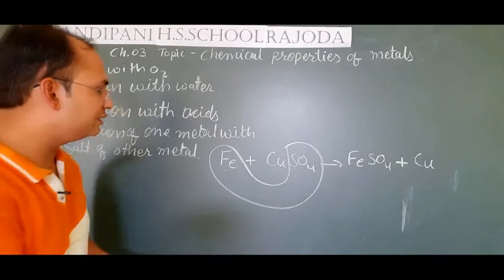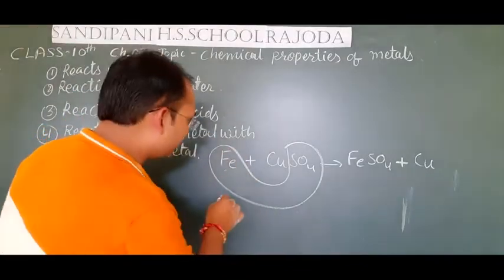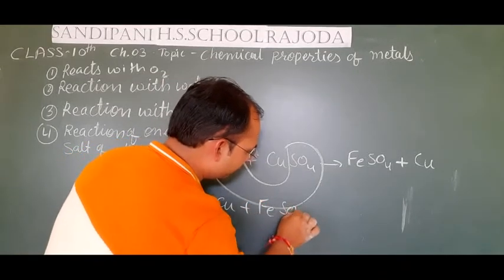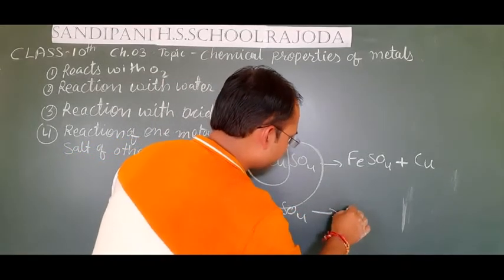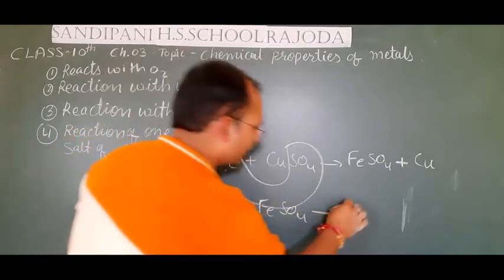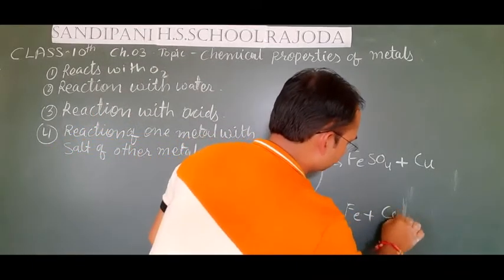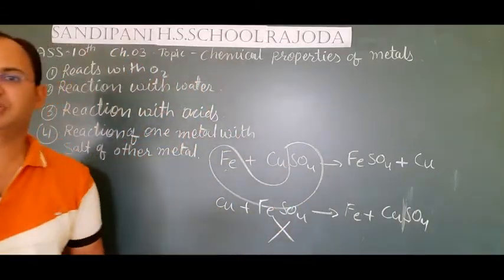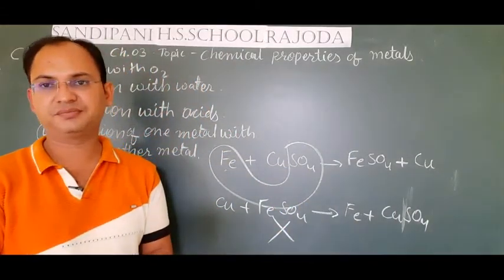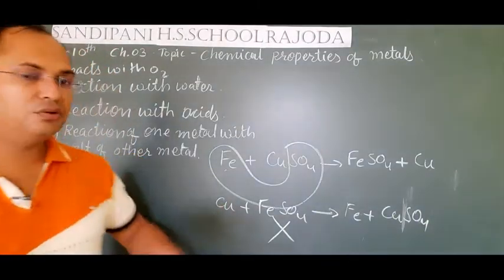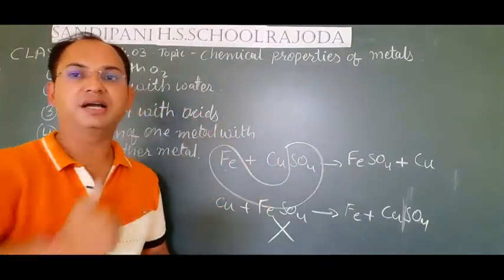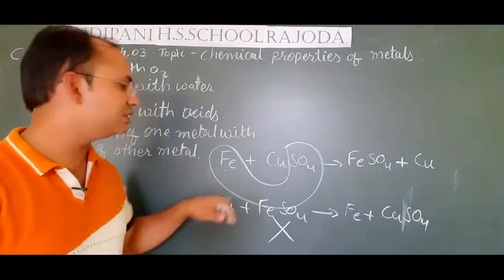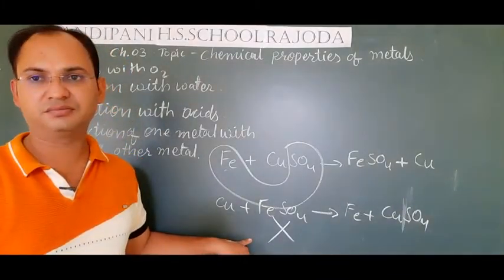But if we consider that Cu is reacting with FeSO4, then it would produce Fe plus CuSO4. This reaction is not feasible. This reaction will not take place because copper does not have the power to displace the iron. The reason behind this, students, is that copper is less reactive than iron.